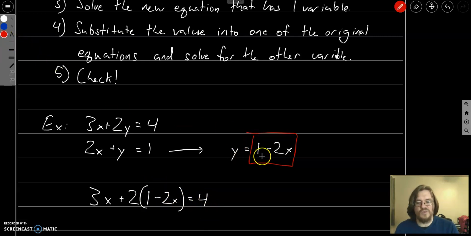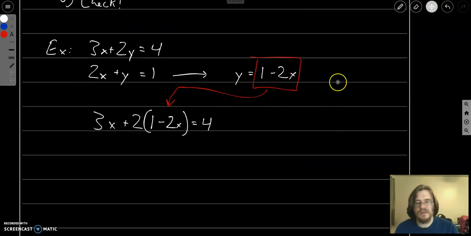So again, y is equal to 1 minus 2x. So I plug that in for y into the first equation. Notice that I used the second equation to solve for y, so I'm plugging it back into the first equation. So what will happen here? Well, now I have an equation with just an x in it.